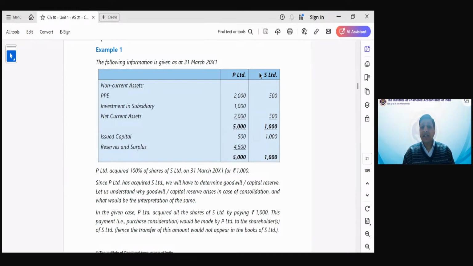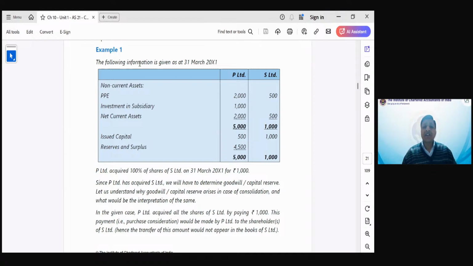Since P Limited has acquired S Limited, what do we need to do? We need to determine the goodwill or capital reserve. In this case, P Limited acquired all the shares of S Limited by paying 1000. So how do you get 1000? Means 1000 is paid by P to acquire S. Can you tell me how you get this? Over to you quickly.